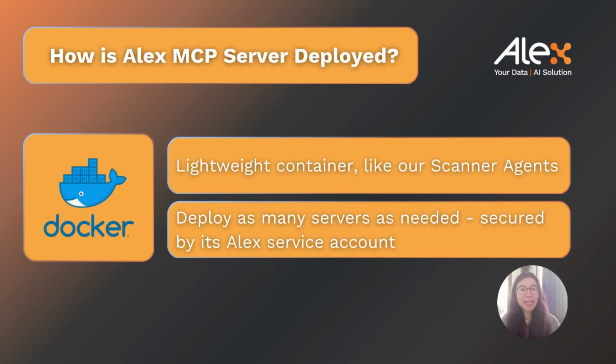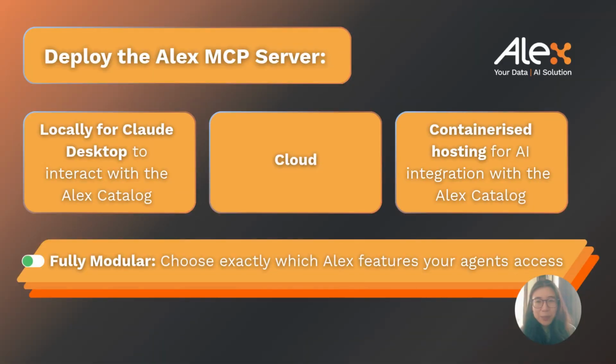Deploying is simple. It's distributed via Nexus as a lightweight container that can be easily deployed as Docker containers, just like our scanner agents. You can deploy as many servers as you need, each secured by its own Alex service account. The beauty of the server is that it's fully modular. You can choose exactly which features your agents can access by enabling or disabling individual MCP tools. This means from basic entity search to advanced metadata updates.